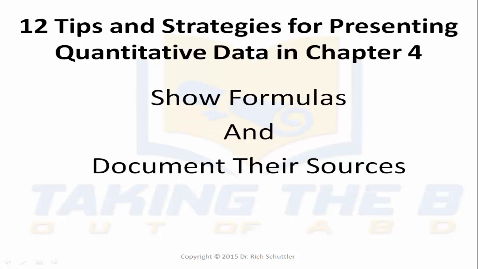Make sure in Chapter 4 that you always show the formulas and document their sources. Now, these are one of the few things that you would cite in Chapter 4 in a quantitative study. Whether you're using a chi-square test, a Pearson coefficient, whether you're using a t-test, whatever testing you are going to apply to your data, show the formula and document where you've got that formula.